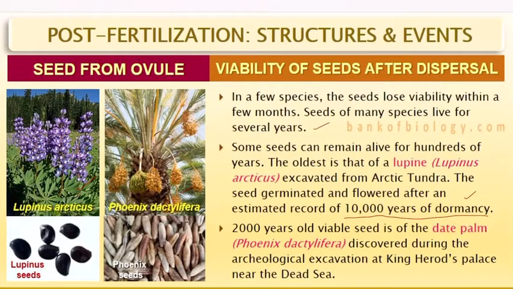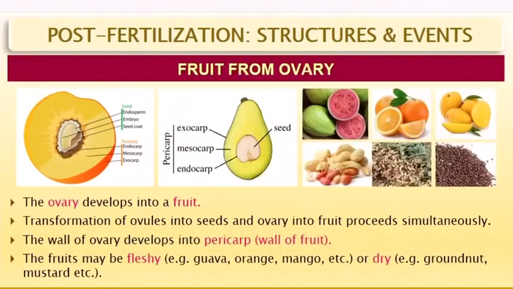Phoenix dactylifera, the date palm, discovered during the archaeological excavation at King Herod's palace near the Dead Sea. So that is the viability. Next, the ovary develops into a fruit, as we have been talking about. Transformation of ovules into seeds and ovary into fruit proceeds simultaneously.